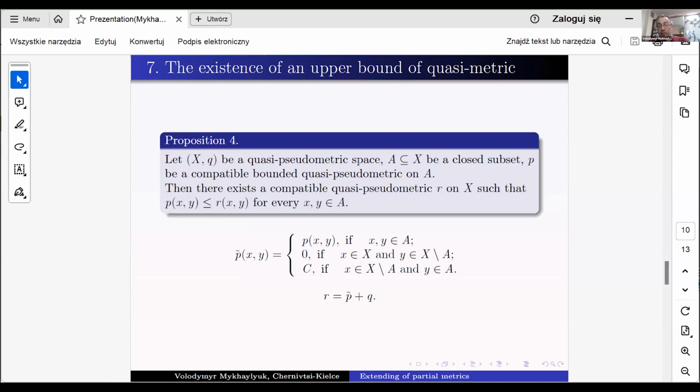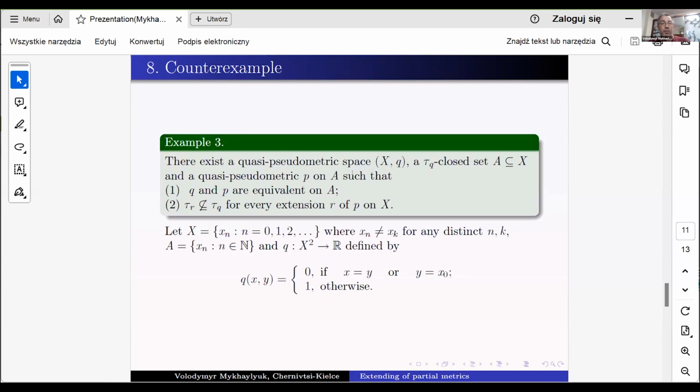The following counterexample shows that the condition of boundedness of P is essential. Namely, there exists a quasi-pseudometric Q on a countable set X and some quasi-pseudometric P on A, which is compatible with Q on A, and such that P does not have any extension R such that the topology TR is weaker than the corresponding topology TQ.